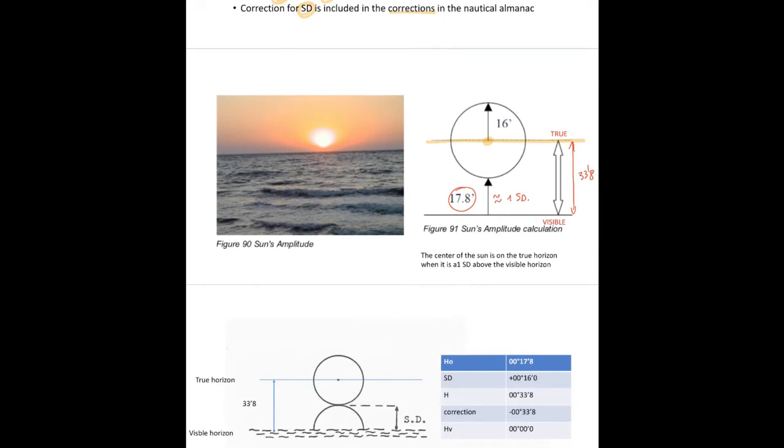But since we do observations when the sun is either in this position or in this position, in the Nautical Almanac, this is the lower limb, this is an upper limb observation. In the Nautical Almanac, you will have to add or subtract the semi-diameter. Here with the upper limb, you will have to subtract. For the lower limb, you will have to add to the altitude.